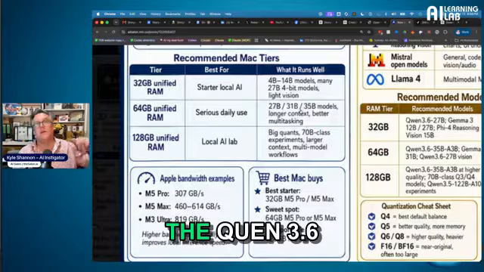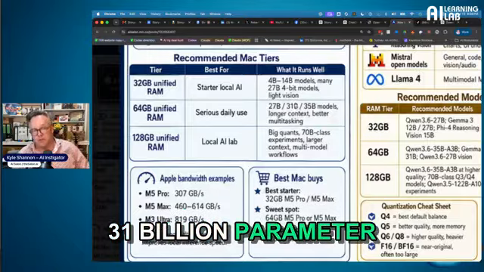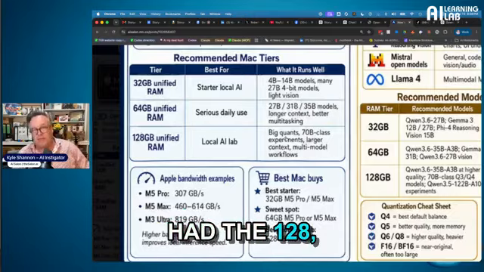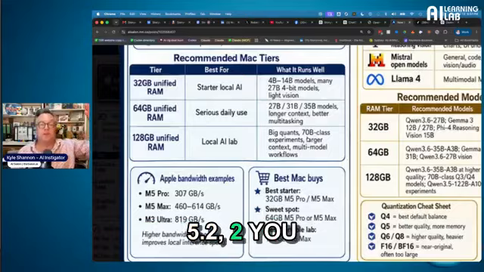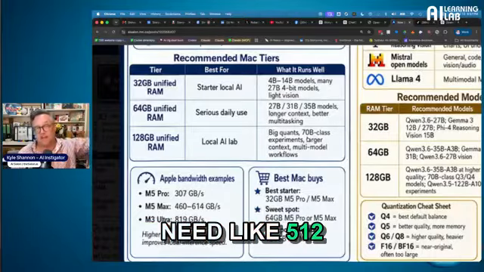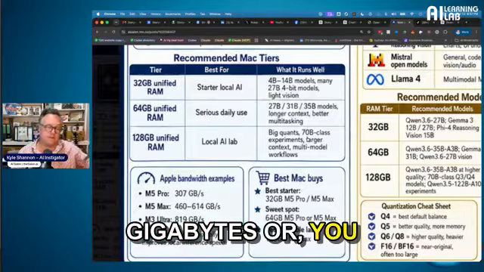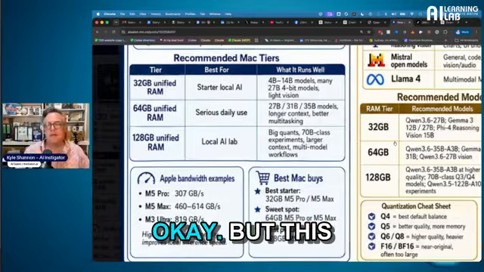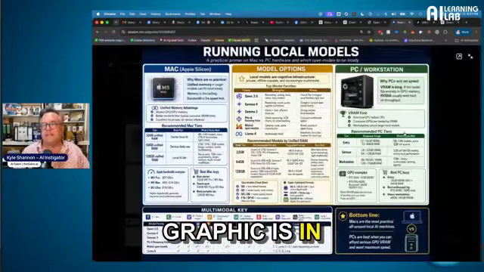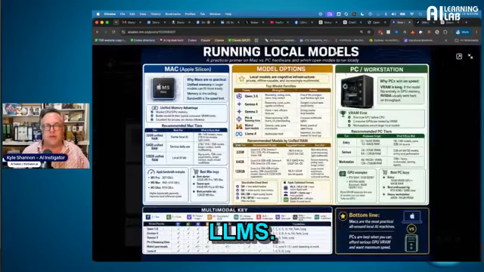I can run the Qwen 3.6 model, the 31 billion parameter model. If I had the 128, I could run bigger 70 billion class models or higher quantization of these smaller models. When you start getting into things like GLM 5.2, you need 512 gigabytes or 1,000 gigabytes, 1024, something like that. Okay, but this graphic is in the community feed. Just look up local LLM.